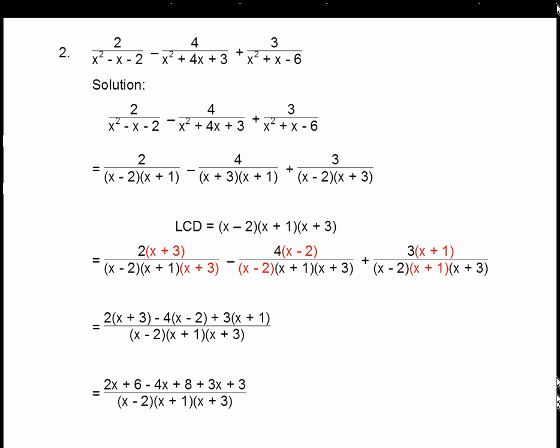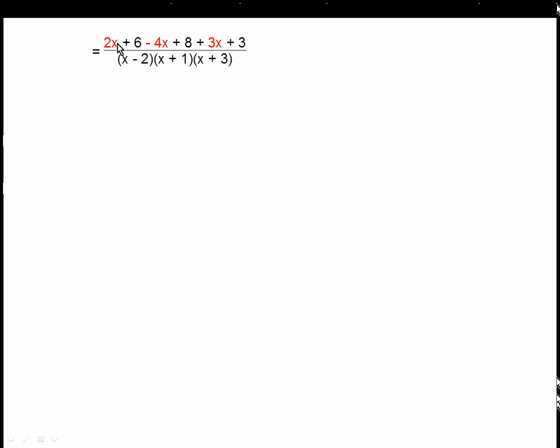We're now getting ready to combine similar terms in the numerator. So again, this will be my first slide on the next slide. So I put them in color. When I combine the x's, 2x minus 4x is minus 2x, plus 3x gives me just x. The constant, 6 plus 8 is 14, plus 3 is 17.